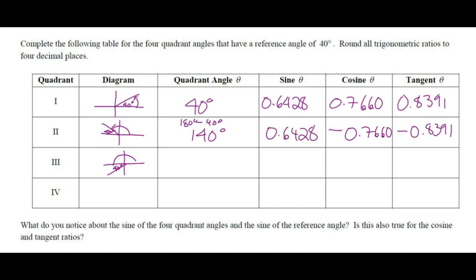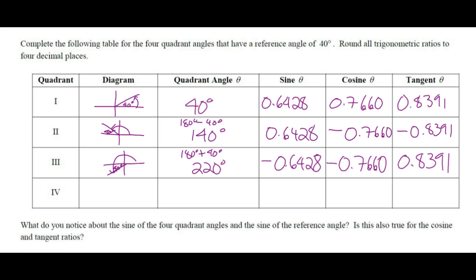Quadrant 3. There's my 40 degree reference angle. What's my rotation angle, or what's called here the quadrant angle? 220 degrees, right? So 180 degrees plus 40 degrees is 220 degrees. What's the sine of 220 degrees? Negative 0.6428, right? Remember the CAST rule. What's the cosine? Negative 0.7660. What's the tangent? Positive 0.8391. Okay? Remember, all students take calculus. Or add sugar to coffee.